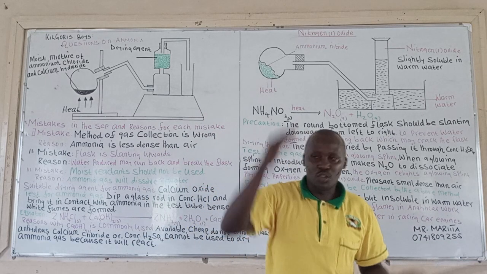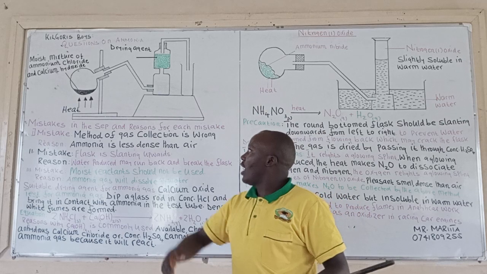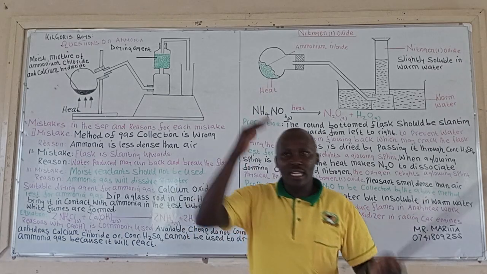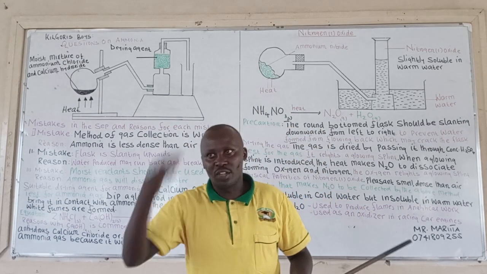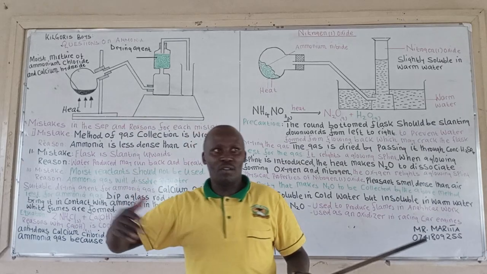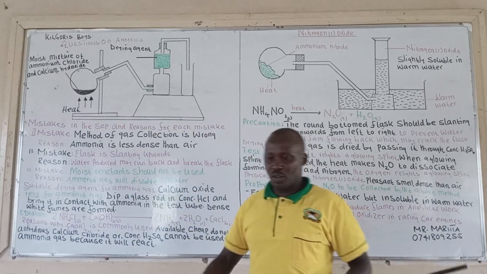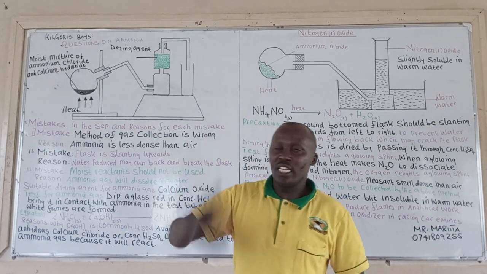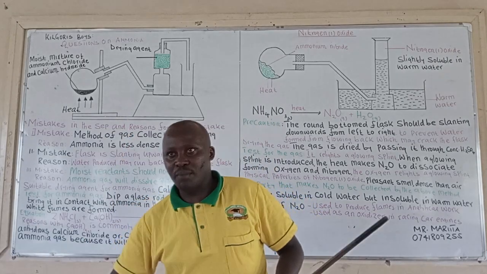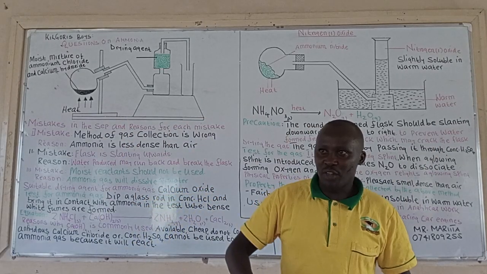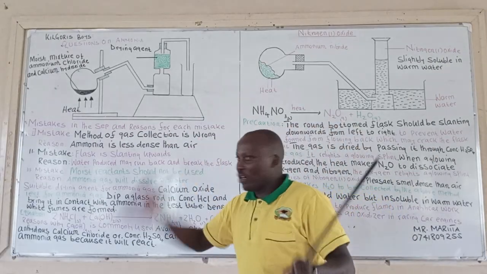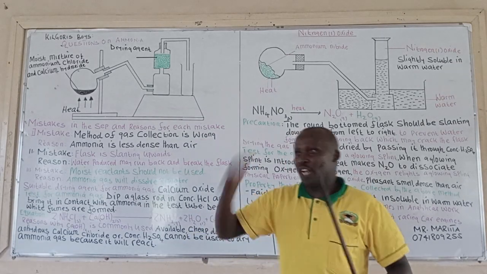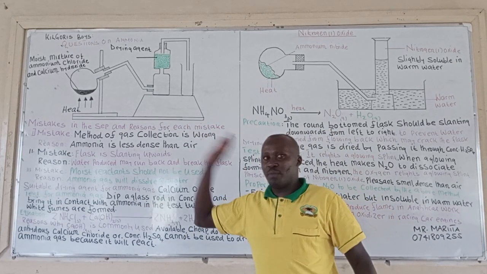Reagents must be dry. A mixture of ammonium chloride and calcium hydroxide must be dry. Apart from a mixture of ammonium chloride and calcium hydroxide, we can also heat a mixture of soda lime, that is sodium hydroxide and ammonium sulphate. They must be dry, the reagents which are used to prepare that gas.